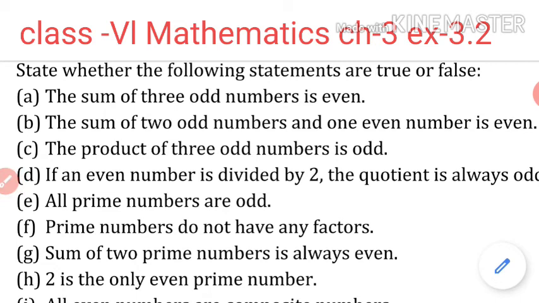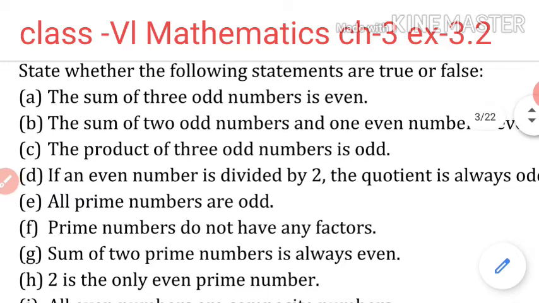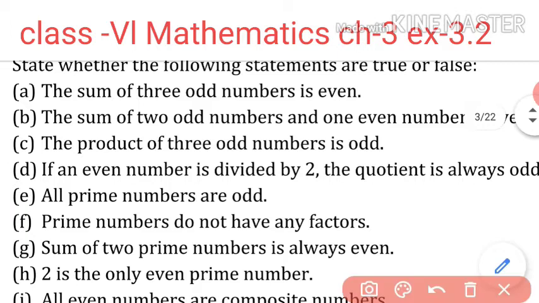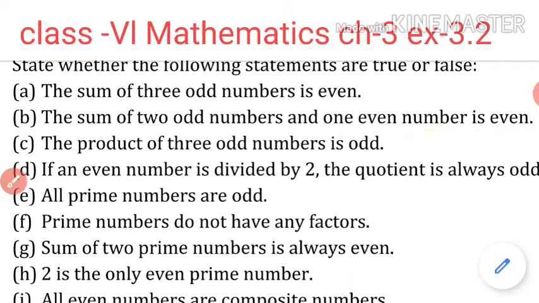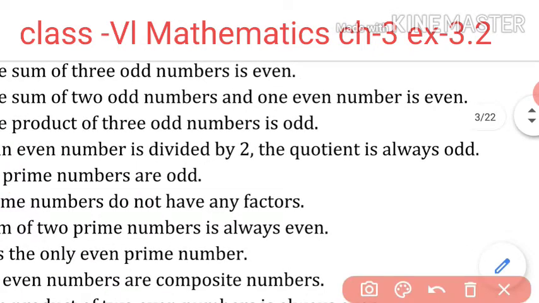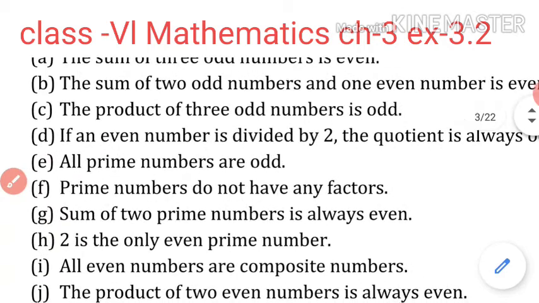Now question B. Sum of two odd numbers and one even number is even. Sum of two odd numbers. If you add two odd numbers, the answer is what? Even, isn't it? So with that even, again you add one even number. Then what will be your answer? Your answer will be even. So is this true or false? This will be what? True. The second question will be what? True.